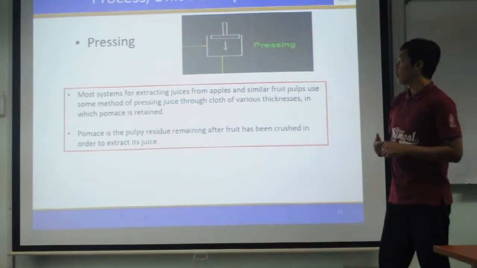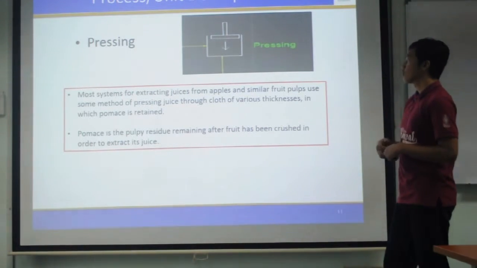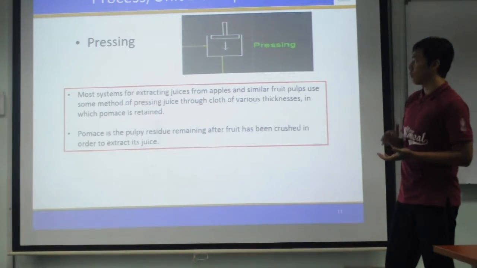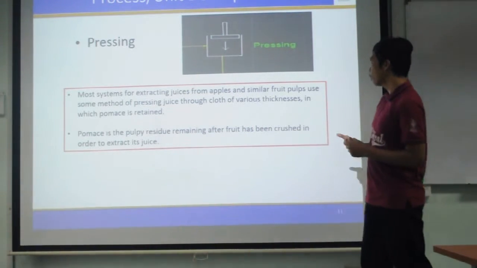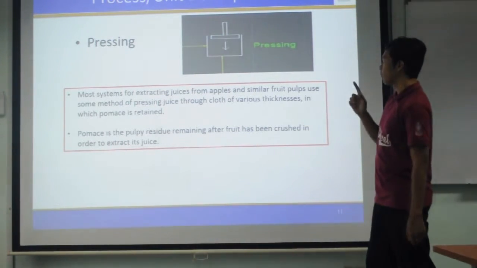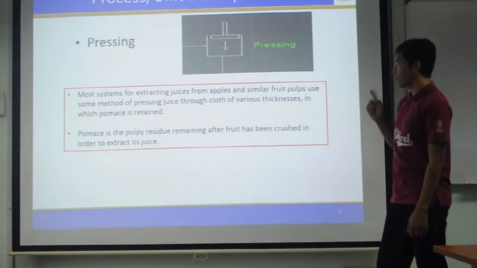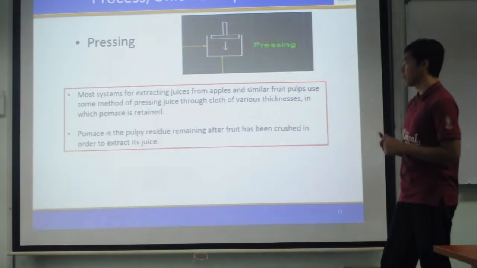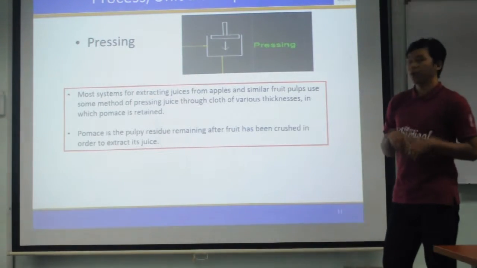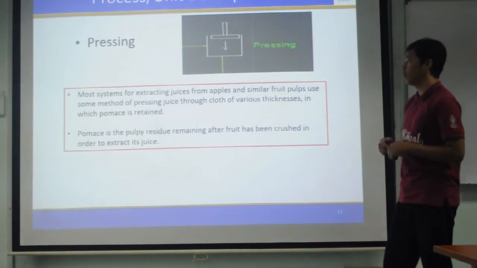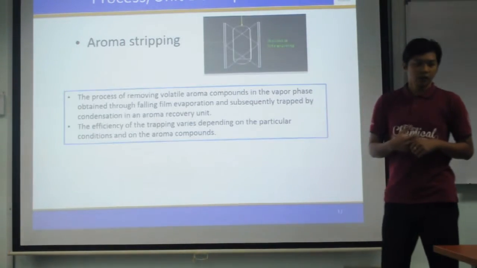Moving to the next slide, the pressing process. In order to obtain more juice, the pulp will undergo a pressing process. Most systems for extracting juice from apple and similar fruit pulp use some method of pressing juice through cloth of various thickness in which pomace is retained. Pomace is a pulpy residue remaining after the fruit has been crushed in order to extract its juice.